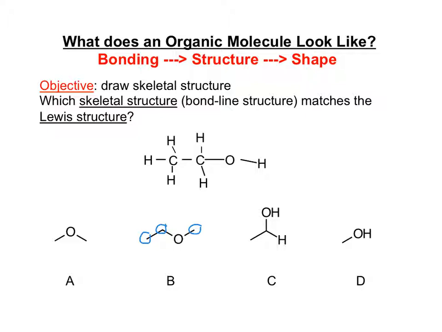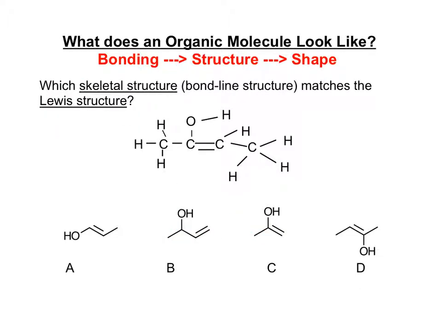So stop the video and identify the skeletal structure which matches the Lewis structure of ethanol. And the answer is C. Here are the carbons, and here are the remaining H's. Let's practice. So, which skeletal structure matches the Lewis structure of this compound? Stop the video and think about that for a minute.